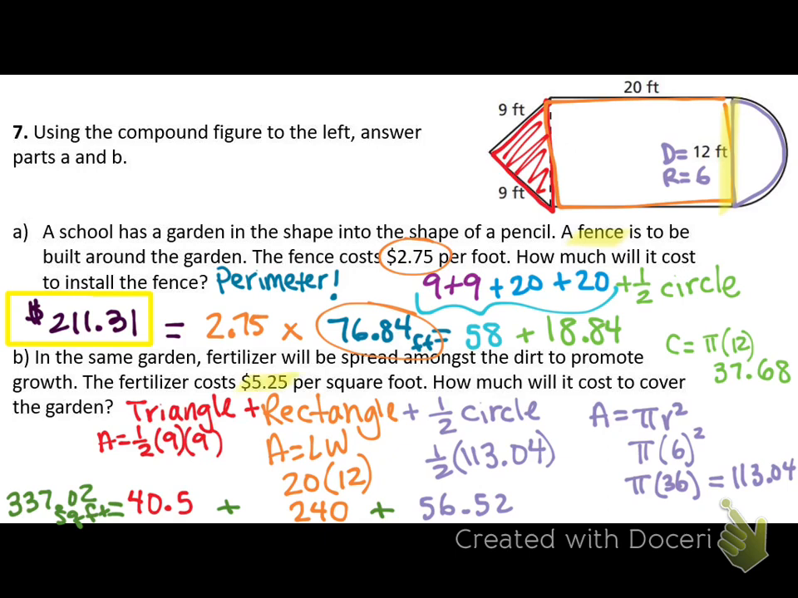It is $5.25 per square foot, so we're going to multiply. If each square foot is $5.25, we have 337.02 of that square feet. So multiply. So to cover this garden in fertilizer, after we've multiplied, is $1,769.36. It is money, so remember money only has 2 decimal places, that's why we rounded.